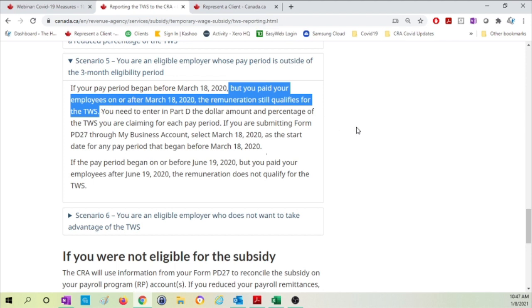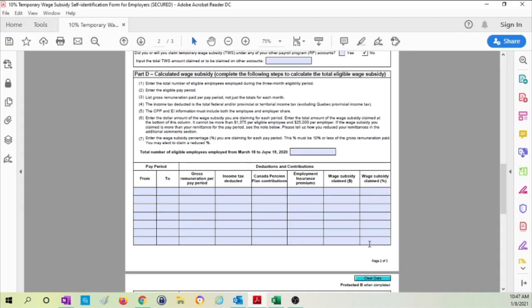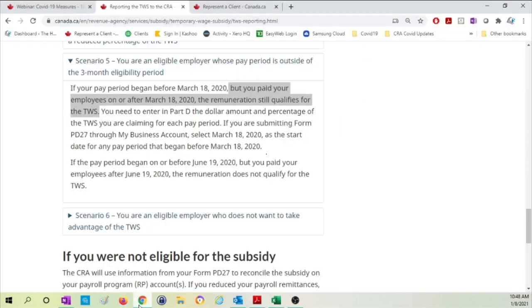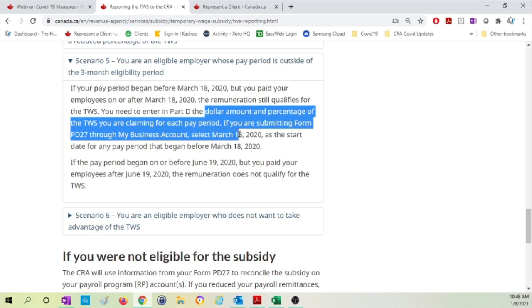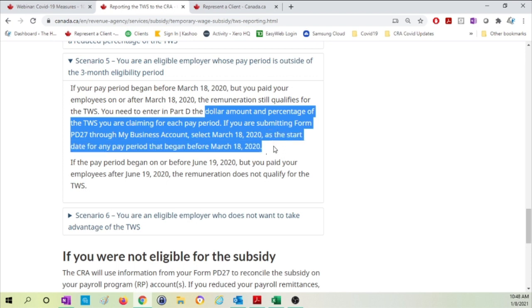And so you need to enter into Part D, a reminder, this is the section where we're giving all the breakdown details, the dollar amount or percentage of TWS that you're claiming for each pay period. So if you're submitting the form through My Business Account, it says select March 18th as the start date of the pay period for any pay period that began before March 18th.